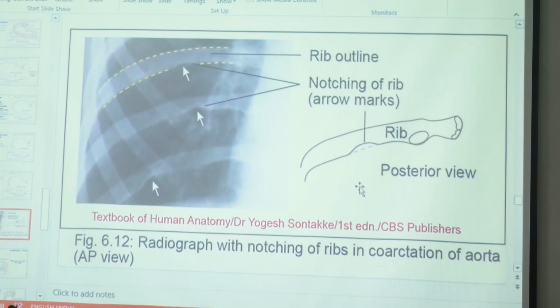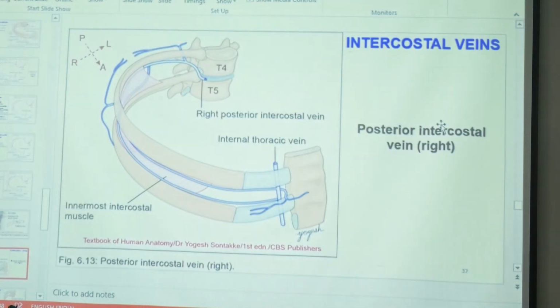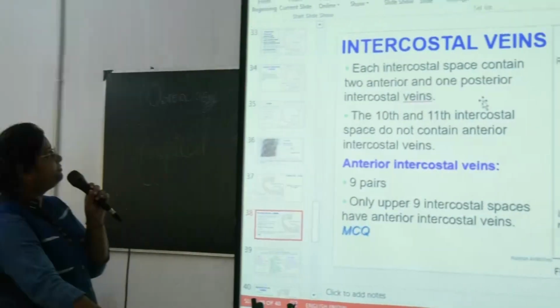In case of coarctation of the aorta, rib notching is present. Okay, here rib notching has been shown. Now intercostal veins. The course of the vein has been shown. Anteriorly it drains into the internal thoracic vein, and posteriorly it drains into the azygos and hemiazygos system of veins. Each intercostal space contains two anterior and one posterior intercostal veins. The 10th and 11th intercostal spaces do not contain anterior intercostal veins. So anterior intercostal veins are 9 pairs. Only the upper 9 intercostal spaces have these anterior intercostal veins.